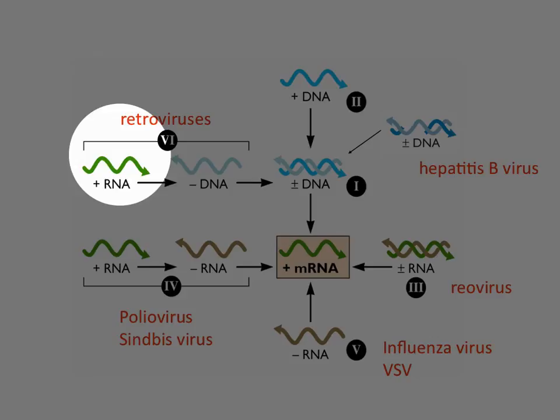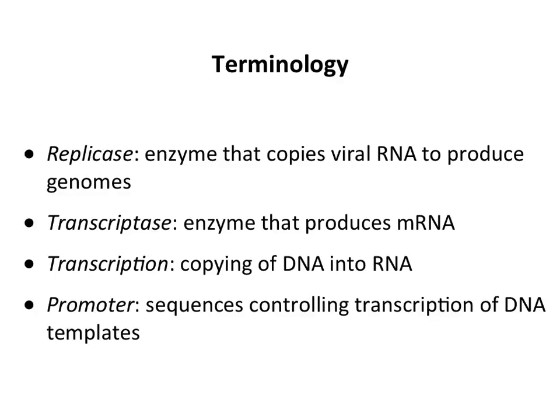All right, terminology, so you understand what we mean when we say something. Sometimes we'll say replicase, which is an enzyme that copies RNA to produce genome. So replicase doesn't make mRNA, although technically for some viruses where the genome is mRNA, it does. But we call them replicases because they copy the genome. A transcriptase is an enzyme that produces mRNA. Transcription is the process of copying DNA into RNA, which we'll talk about in two lectures. And finally, a promoter is a sequence that controls transcription of DNA templates.